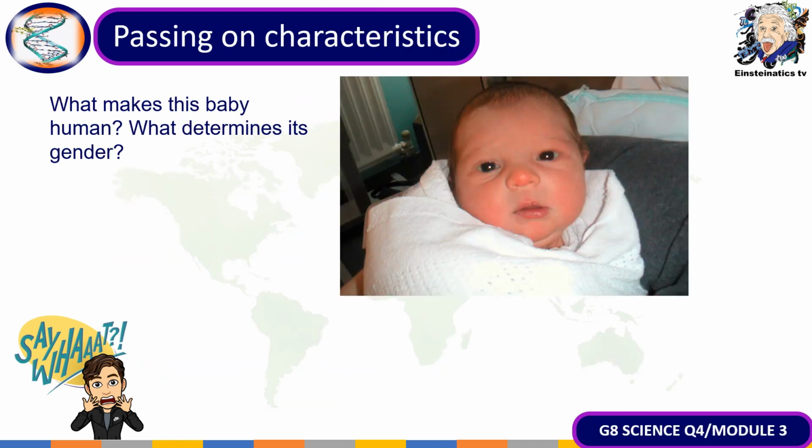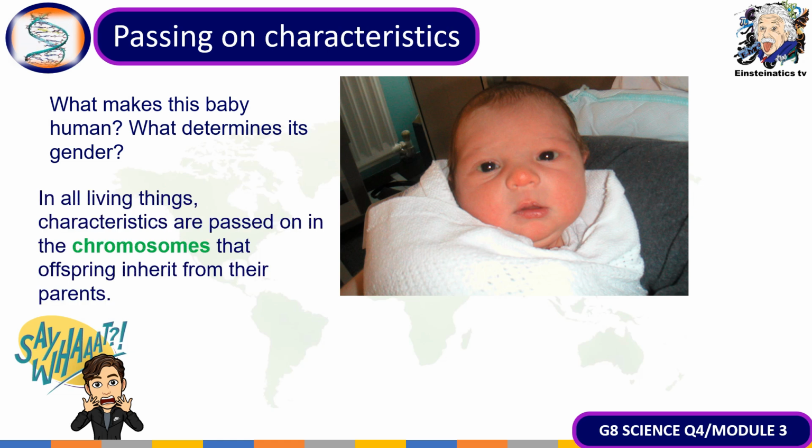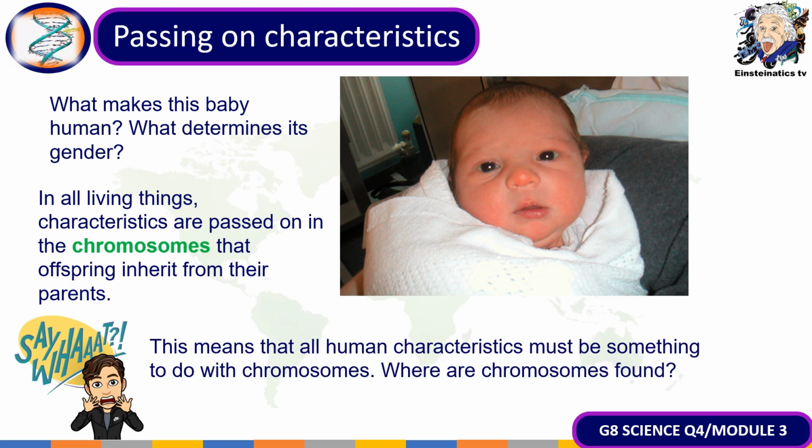You might be wondering, what makes us human? How can we say that an organism is a human? Or how do we determine our gender, whether it is male or female? As we know, based on our previous topic, in all living things, characteristics are passed on in the chromosomes that offspring inherit from their parents. So this means that all human characteristics must have something to do with chromosomes. And can you still remember where chromosomes are found?